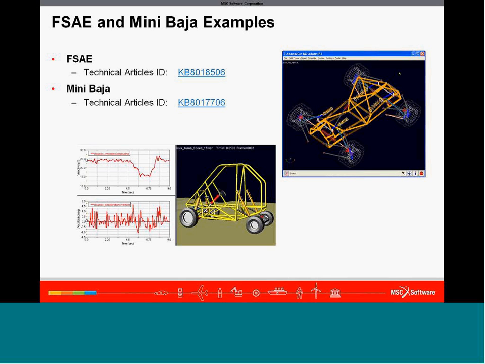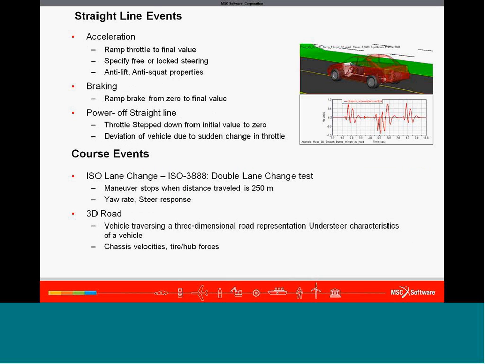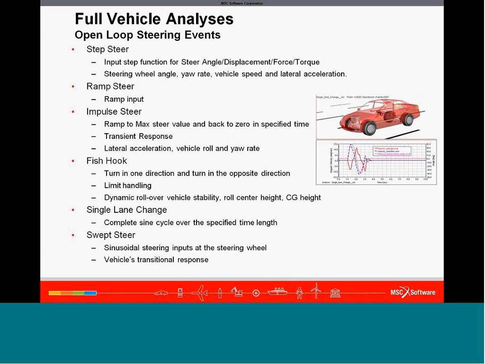While it's running, I won't be going through all these events, but there are generally 4 different classifications of these full vehicle analysis. Open loop steering, in which the driver controller is not taking feedback of the vehicle states and applying corrective steering motion. So things like a step steer, a ramp, impulse, fish hook, single lane change, swept steer.